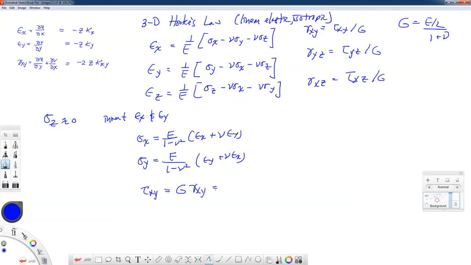And since G is equal to E over 2 divided by 1 plus nu, we can write all of these equations in terms of the modulus of elasticity and Poisson's ratio.